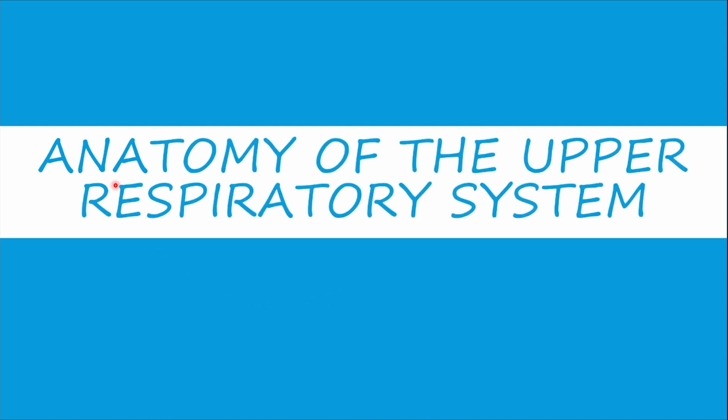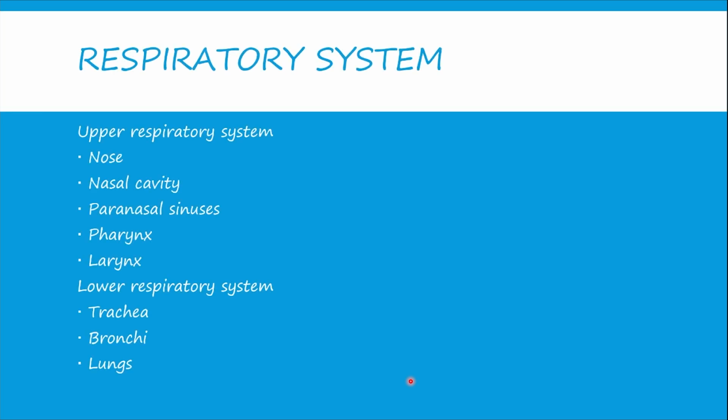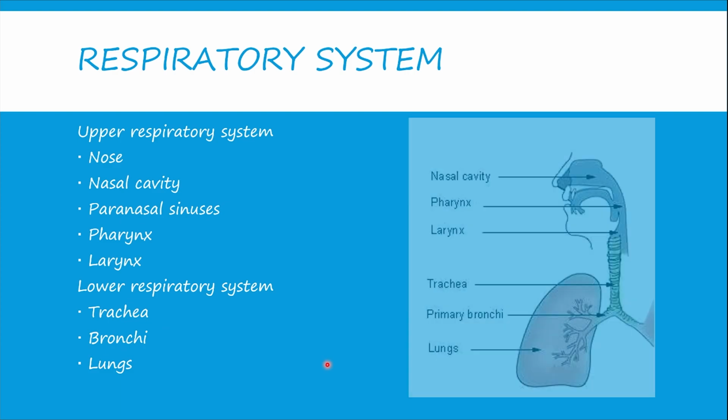Today we're going to talk about the anatomy of the upper respiratory system. First, let's talk about what the respiratory system is. It is composed of two things, the upper part and the lower part. The upper respiratory system is what we're going to focus on in this video, which is composed of the nose, nasal cavity, paranasal sinus, pharynx, and larynx.